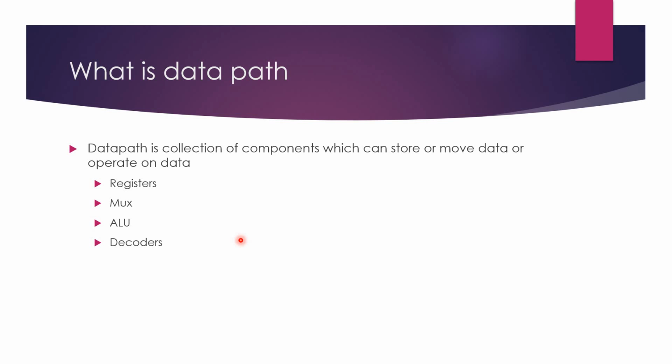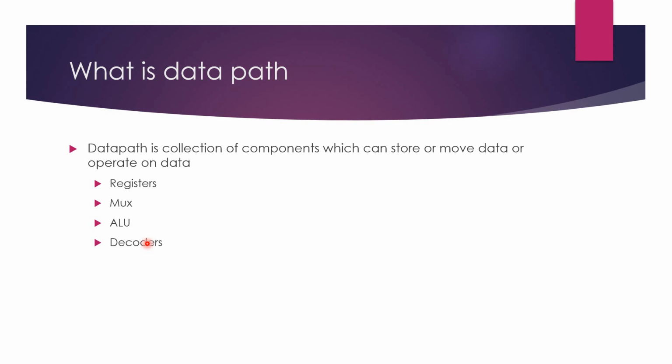Okay, getting on to it quickly. What is the data path and what is the control path? A data path is nothing but a collection of components. I'm not going to read the slides. Examples of data path components are registers or flip-flops, mux, ALU, and decoders. Do you already know what these components are? These four components are just examples. There are more of them.